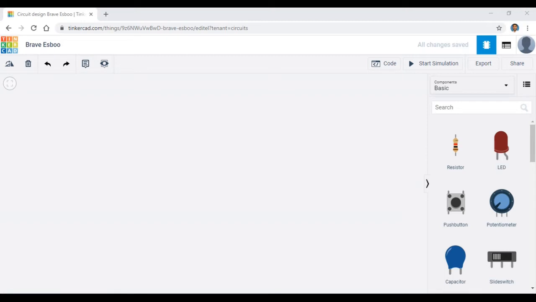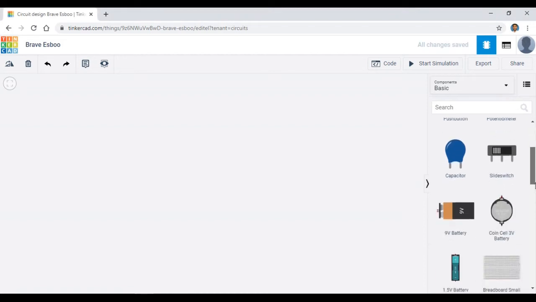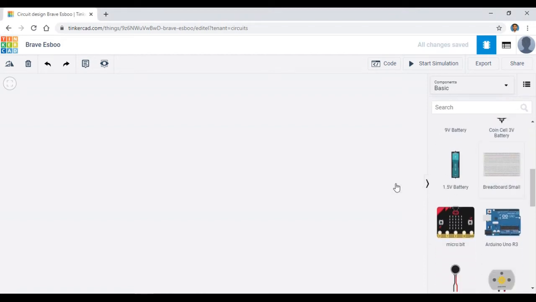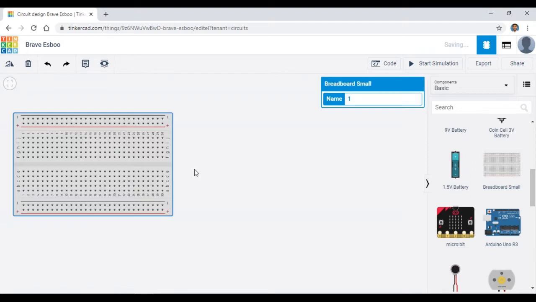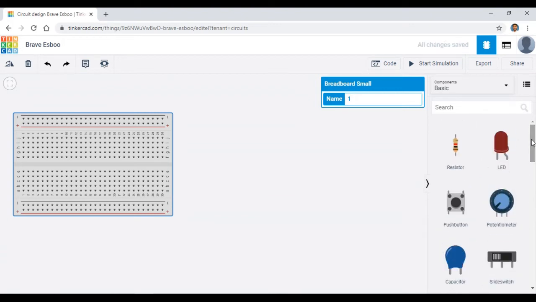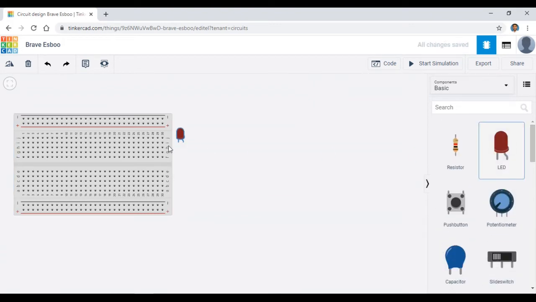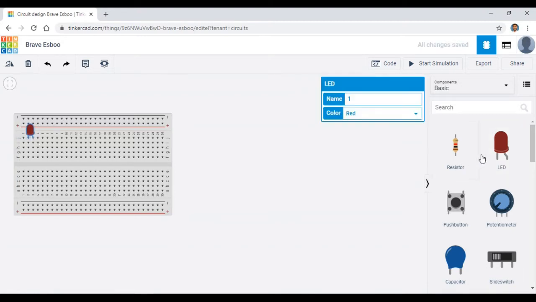Today in this session, I am going to design a series circuit and a parallel circuit also. So for that, I am going to take a breadboard, a small breadboard. After taking the breadboard, I am going to take LEDs, light emitting diodes. I am going to take 5 LEDs.